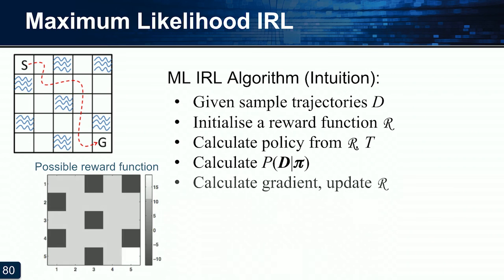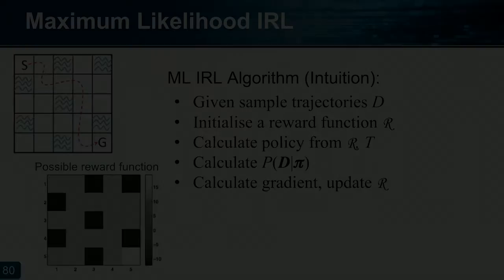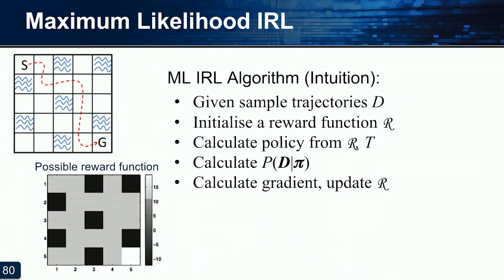After that, you can calculate a gradient, given that you now know the mismatch between the data that you observe and the policy that comes from the reward that you've guessed. Through that, you would then update R, and hopefully the reward should induce a policy that is closer to recreating the data that you observe. That's one of the possible reward functions that come out of just observing that, and then you learn that as the reward function. So this is called the maximum likelihood inverse reinforcement learning algorithm.